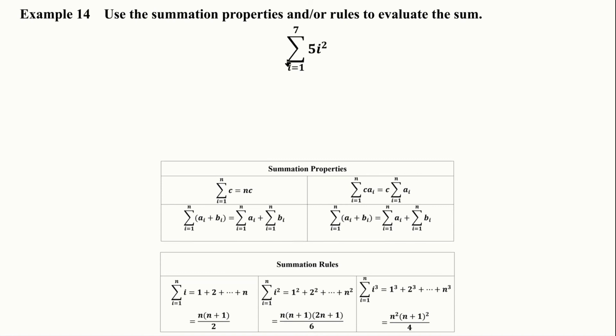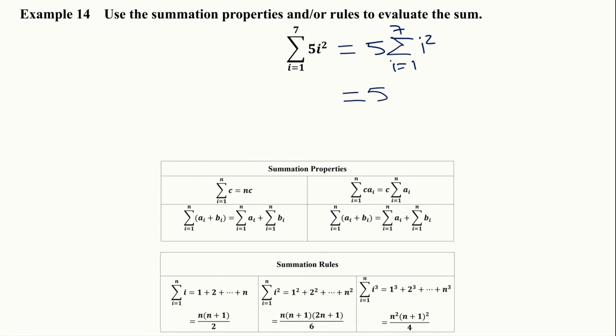Try this one. See if you can get it on your own. Here are the rules. See which one you should use, or which ones you may use more than one, and then see what happens. All right, so I noticed that there's a constant multiple here first and foremost, so I'm going to go ahead and take it out. So I know this is going to be the same as 5 times the sum from i equals 1 to 7 of i squared.